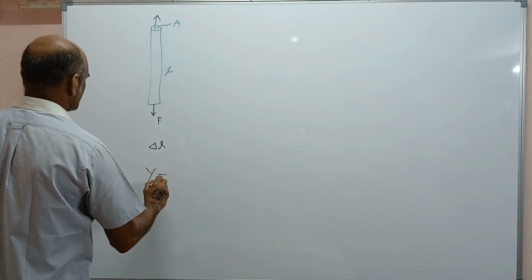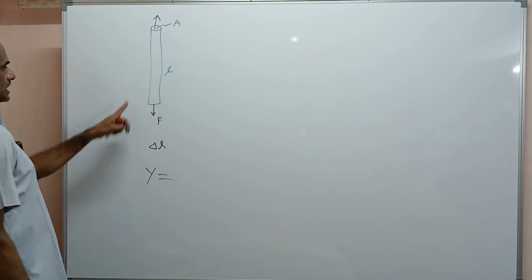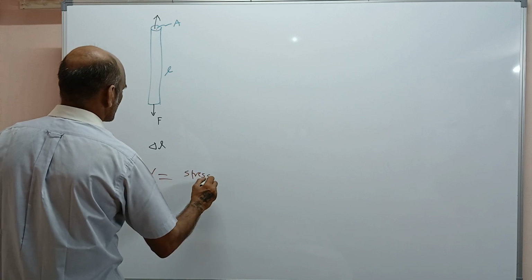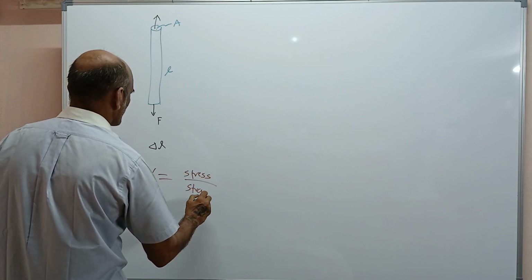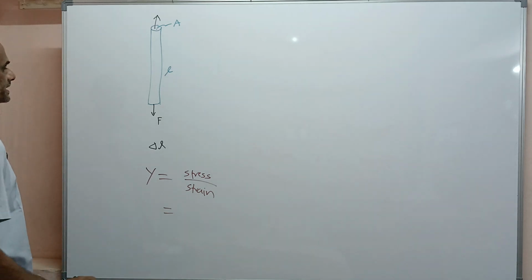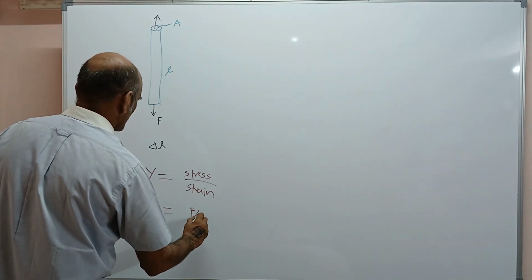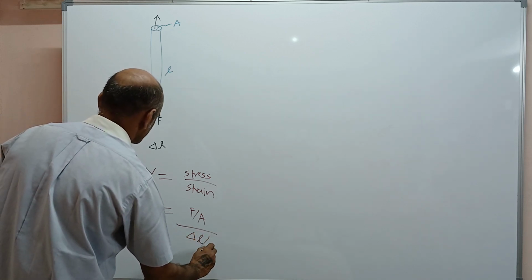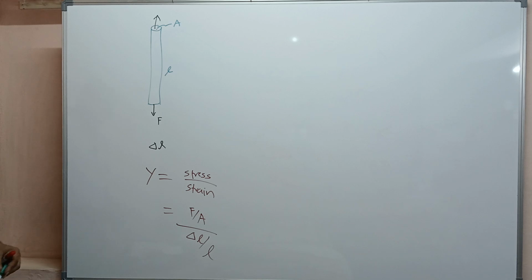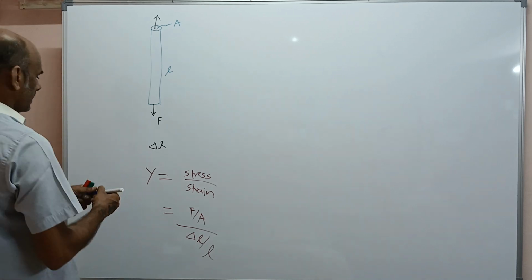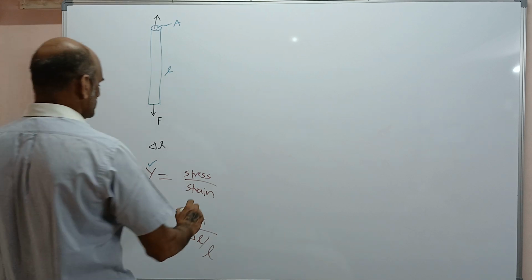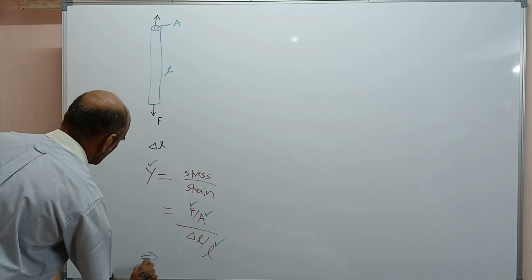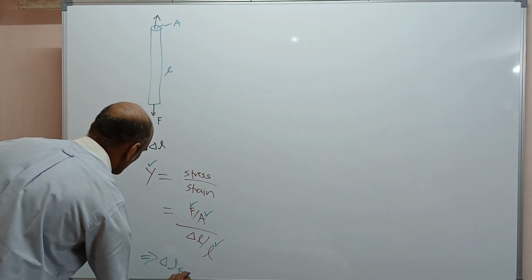To find this delta L, we know the Young's modulus of this material. This rod is made of a particular material. It will have a Young's modulus that is given as stress by strain. Stress is force per unit area and strain is the change in the length to the original length. So here, since the material is known, Young's modulus is known, applied force should be known, geometry of the rod is known, so A is known, L is known. So from this I will get the delta L due to the external force F.